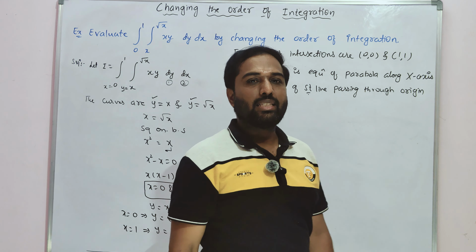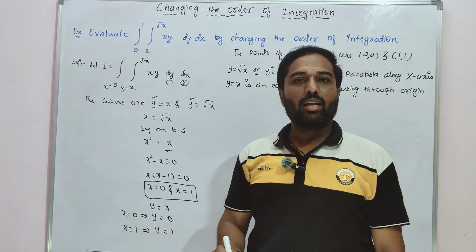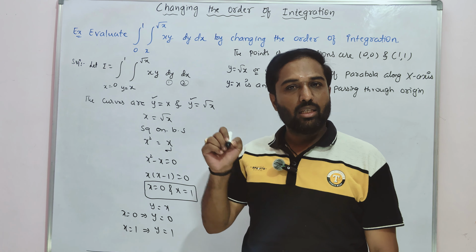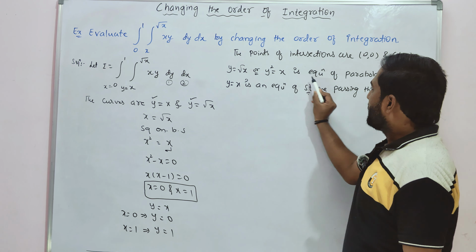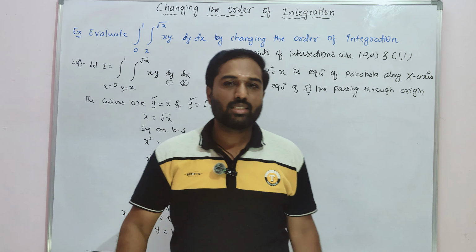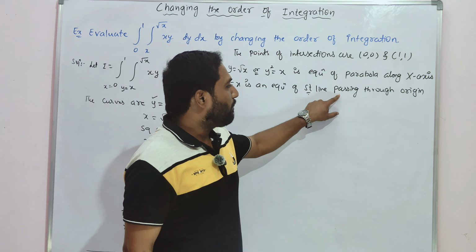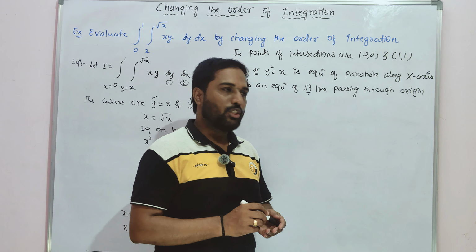You should remember these conditions, my dear students. These can help you in drawing a proper geometry for the given limits. y = root x, or y square = x, is an equation of a parabola along the x-axis. y = x is nothing but a straight line, with the condition that it passes through the origin. Okay, let us draw the geometries.